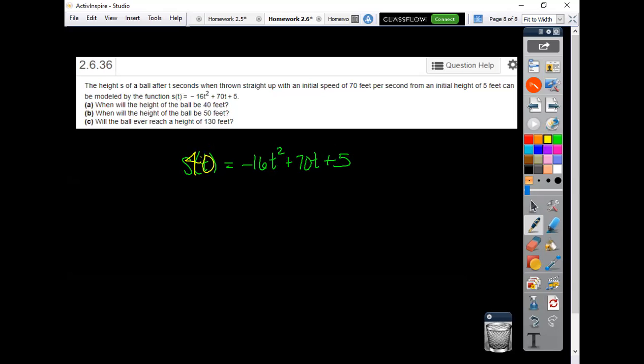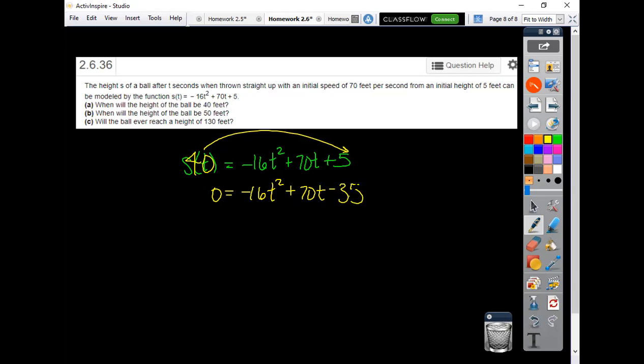If I were doing that, I'd throw that 40 over to the other side. Subtracting 40 from 5, I'd have negative 35. I don't know that anything's going to simplify, so you could use the quadratic formula. If you know how to use your Desmos or graphing calculator, you can put it in there. One of those methods you could use to find the 2 times.